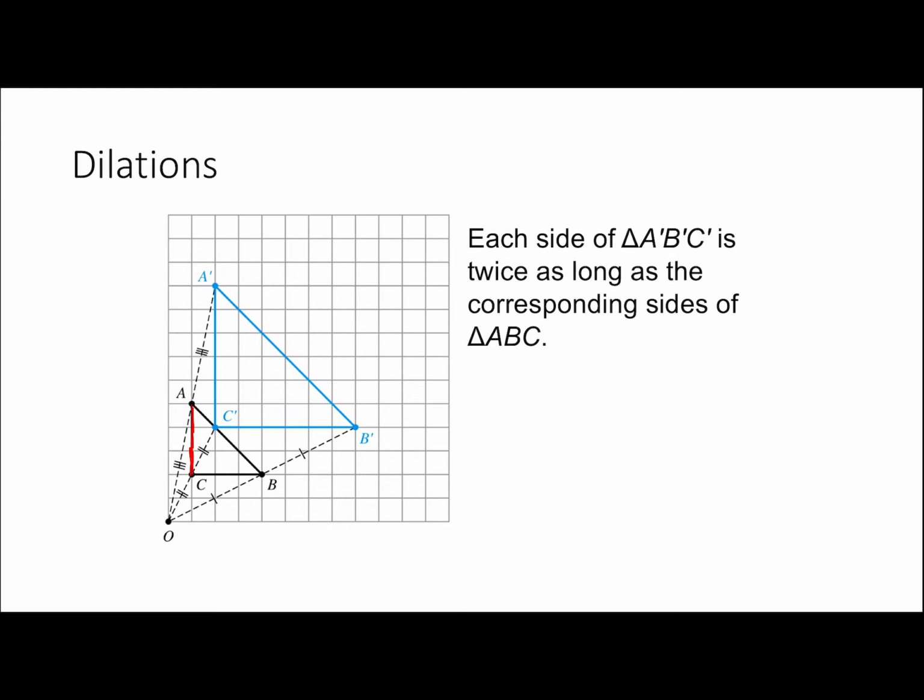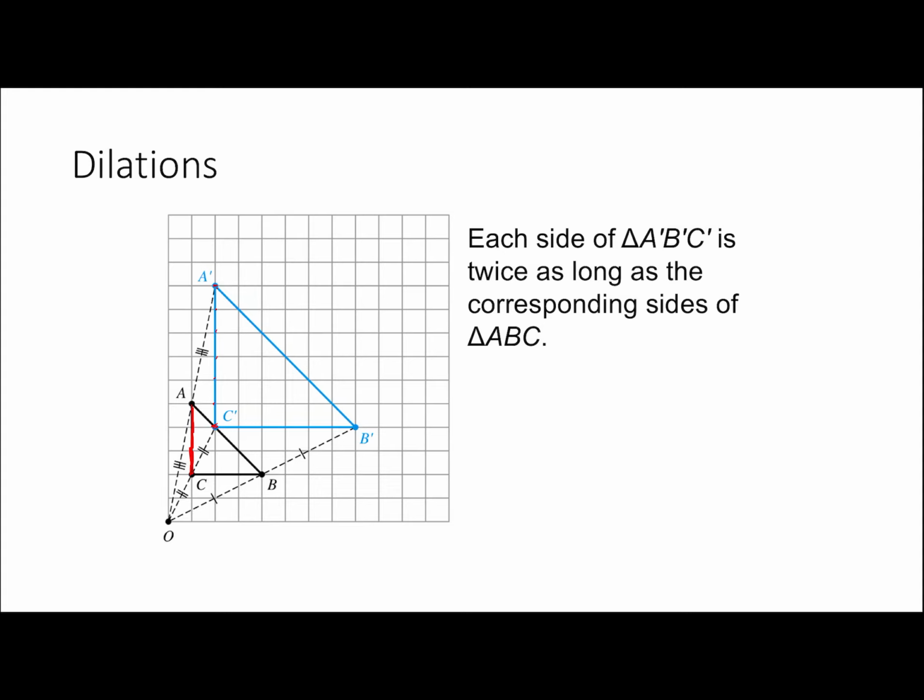So in this case, from A to C, that segment is pretty easy to see. It's 1, 2, 3 units long, right? And you can see in the image from A prime to C prime, it's 1, 2, 3, 4, 5, 6 units. And so this original triangle was multiplied by 2, or we doubled the size. And so now the new triangle, the new image, is twice as big as the original. And we say twice as big because, again, the side lengths.